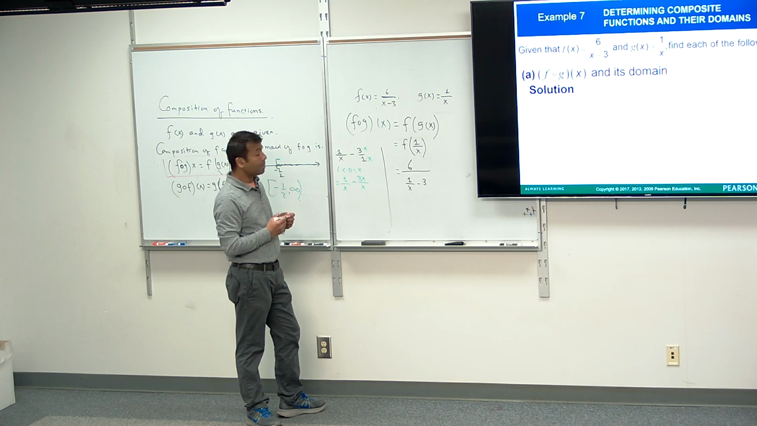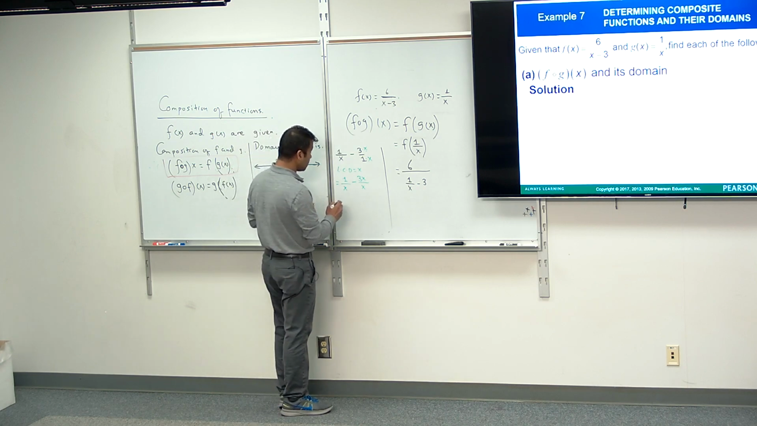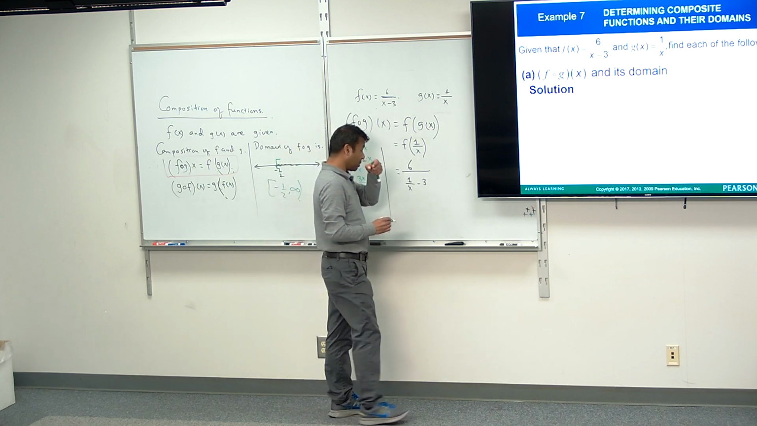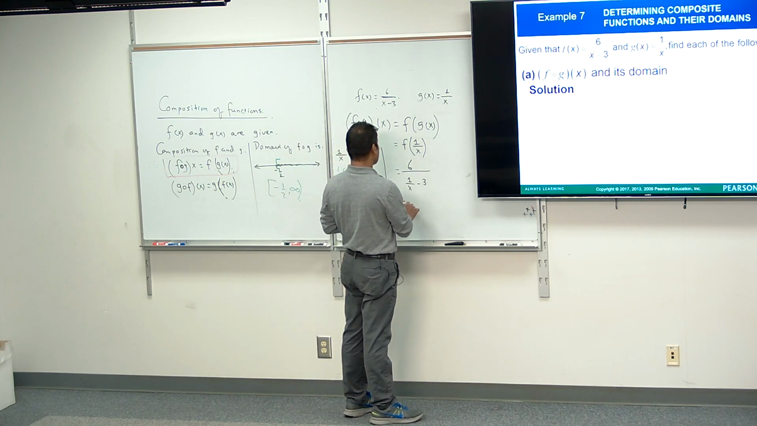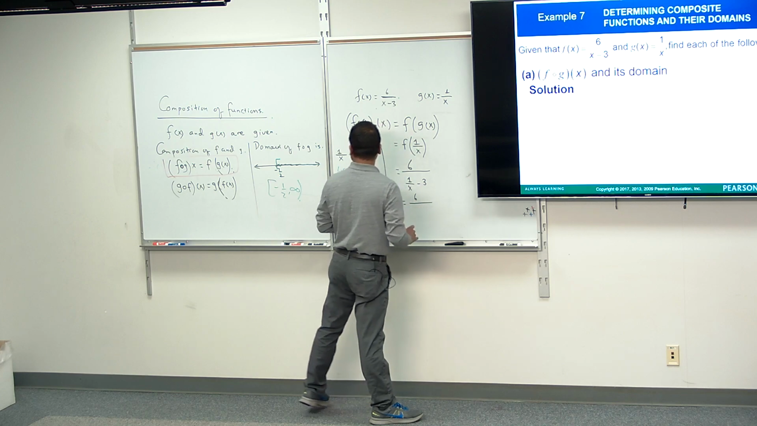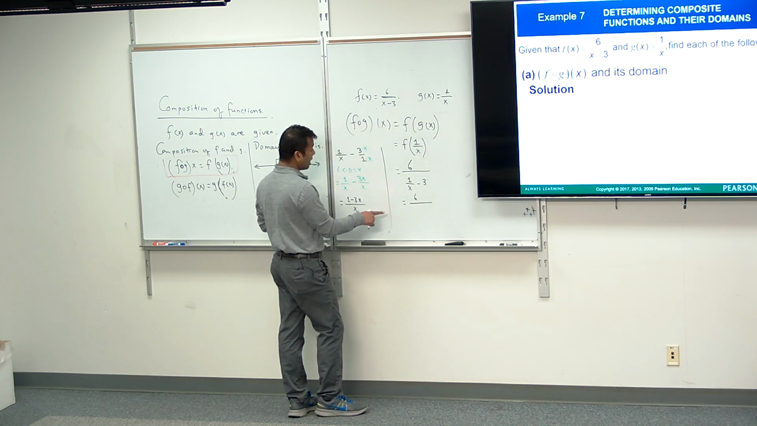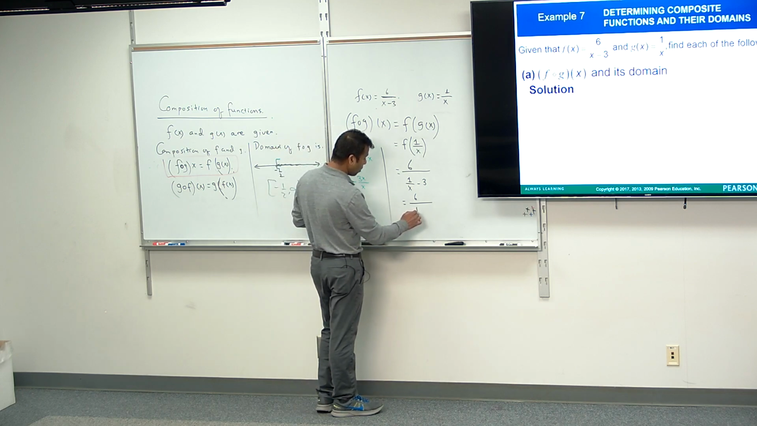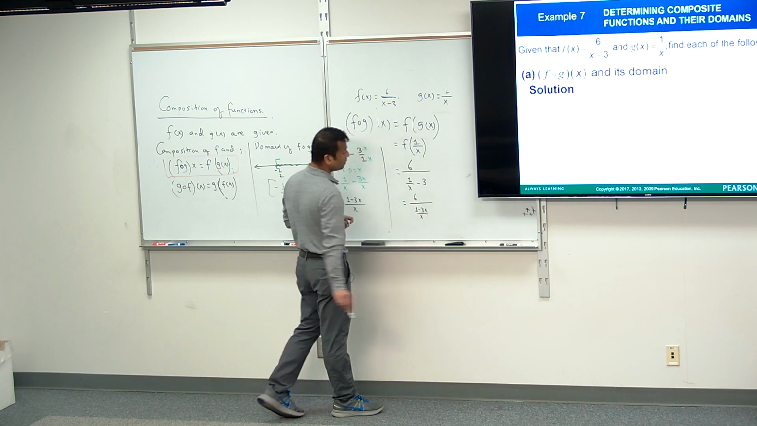Right? So now this is the same as 1 minus 3x over x. That makes sense, guys? So this is 6 over this, and 1 over x minus 3 is what? 1 minus 3x over x.